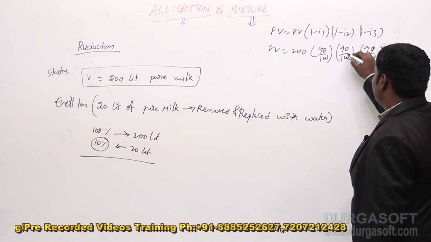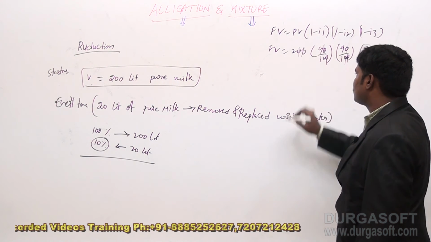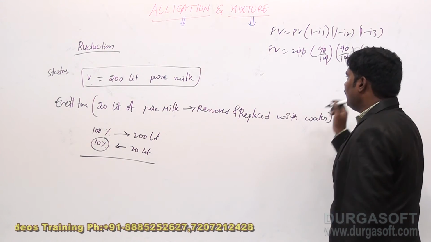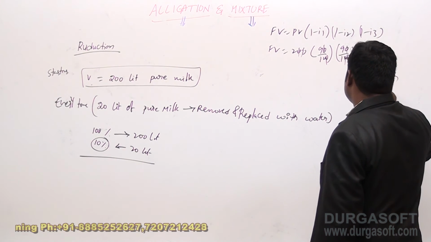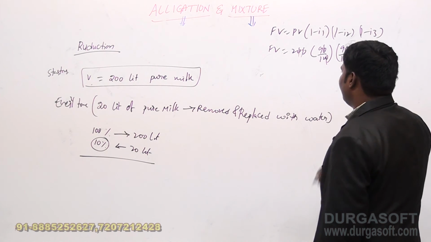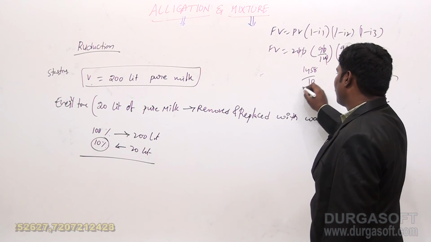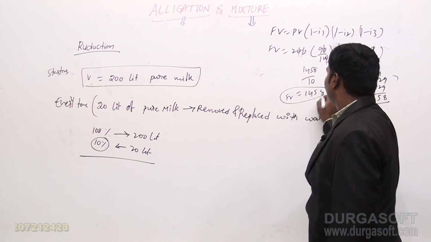Here 0, 0, 0, 0, 0, 0 cancel. 1, 2 zeros, zeros cancel. So you can get 9 9s 81, 81 9s 729, 729 2s 1458. So 1458 by 10, you can get the answer as 145.8. This is one of the ways.